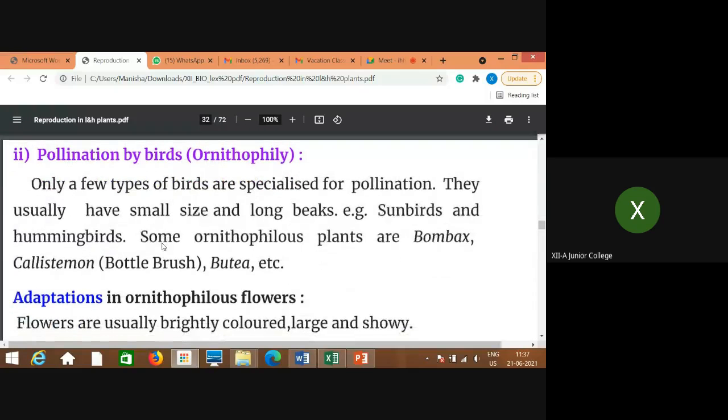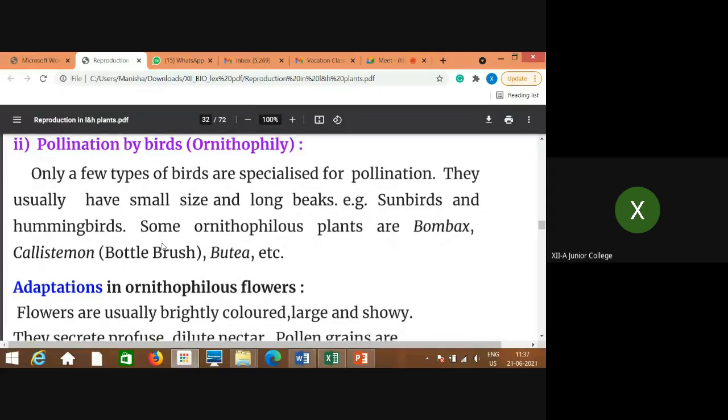Now, the second type of biotic pollination is when the pollinating agents are birds, which is called ornithophily. Only a few types of birds are specialized for this type of pollination. They usually have small size and long beak. For example, sunbirds and hummingbirds; you must have observed hummingbirds many times.